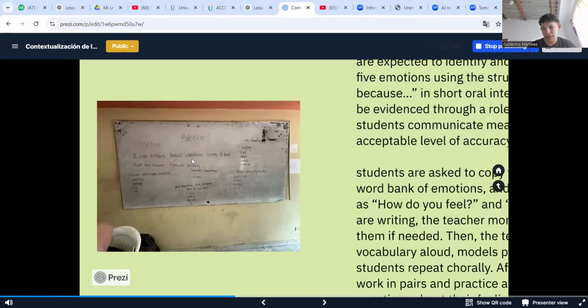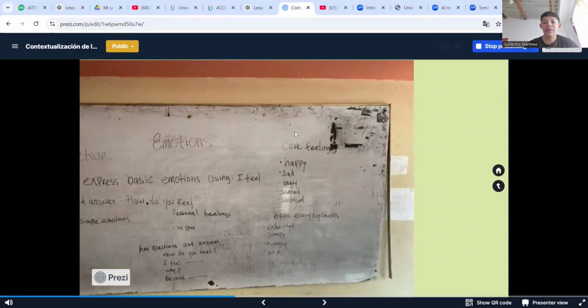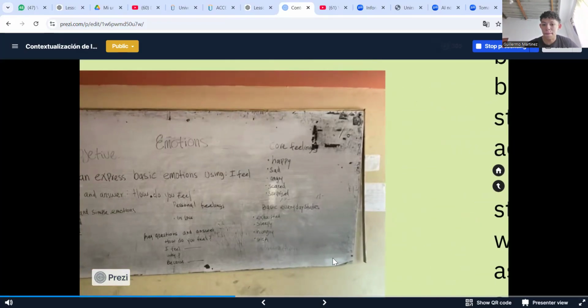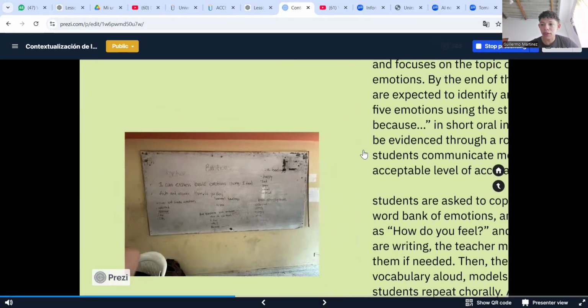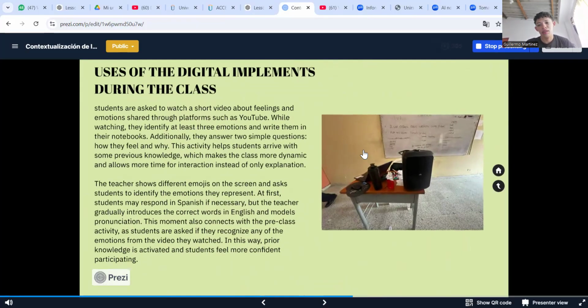Here is the evidence that we have made for this part in the classroom. Here are the objective and the whole vocabulary. And now we are going to begin the second part. Here I have designed a part where I'm going to talk about what materials and digital implements I have used for the development of this class.